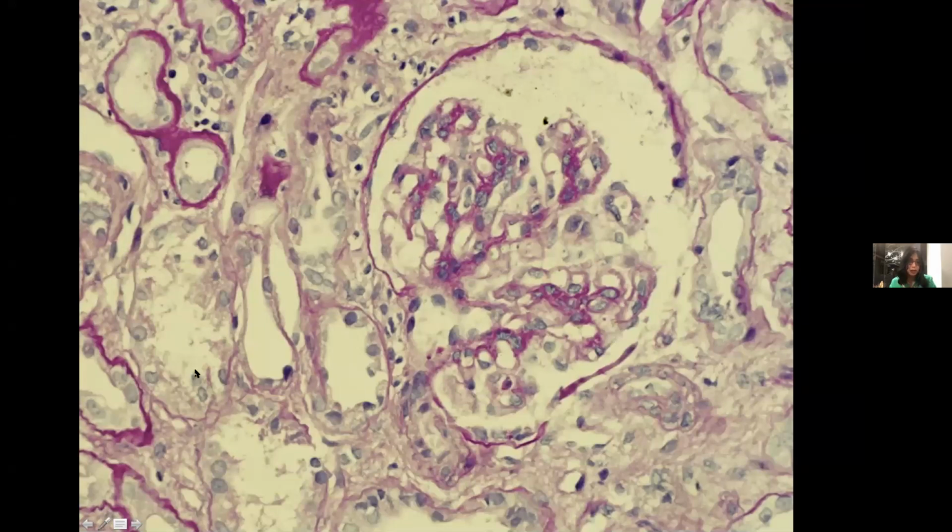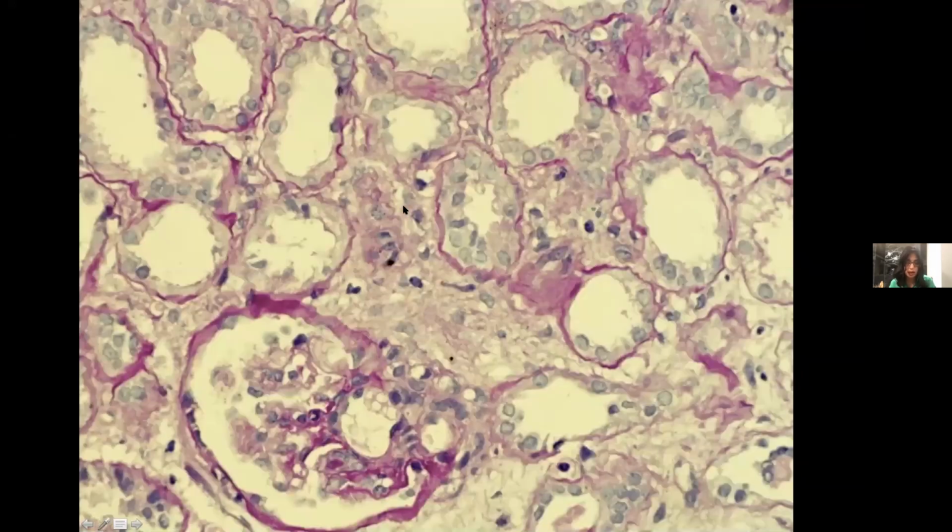Otherwise, she didn't have anything in her kidney apart from this; the tubular basement membranes were slightly wrinkled, slightly thickened, only slightly. Other than that, and this is another glomerulus, again with the same problem. You feel that you cannot see the tuft because it wasn't stained, but the basement membranes were there.